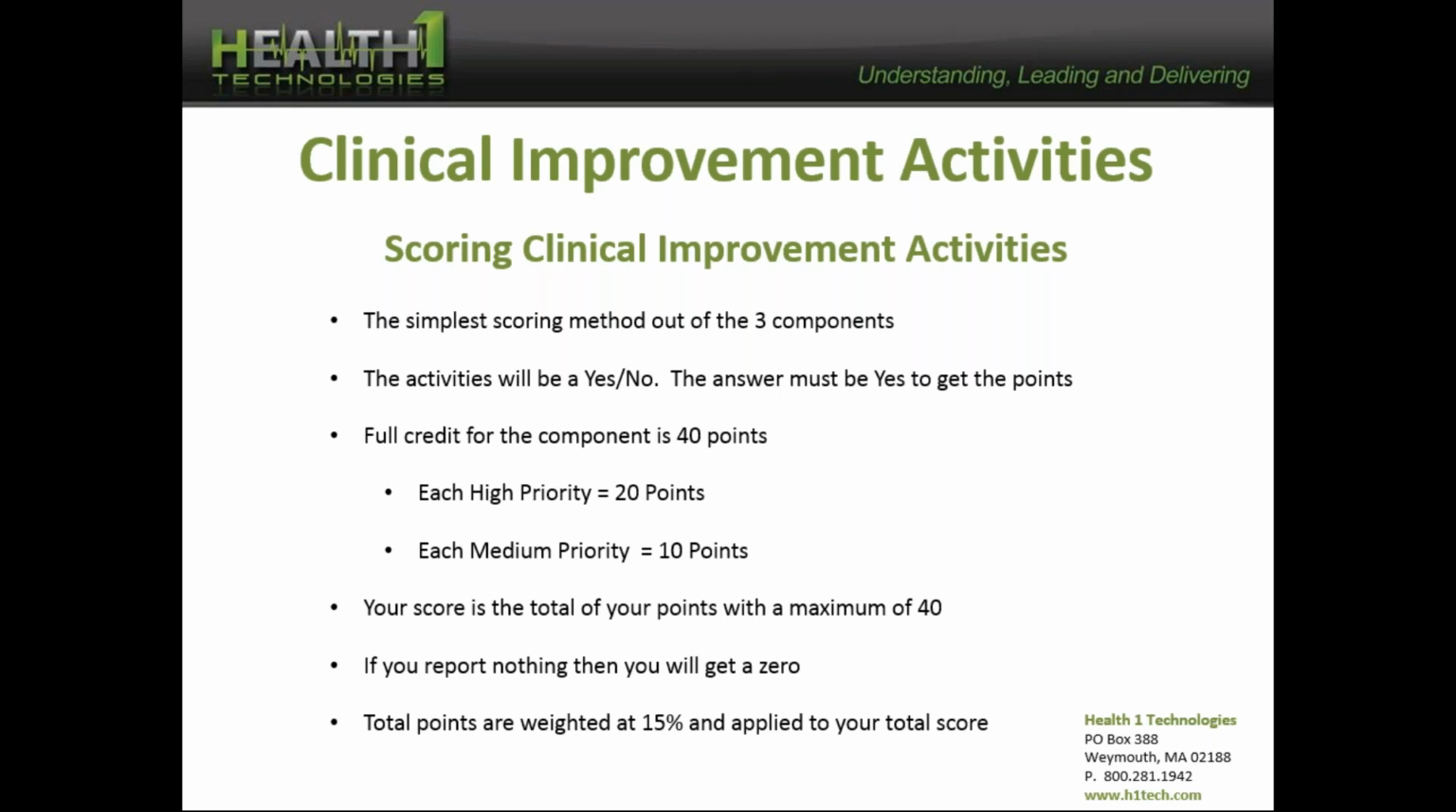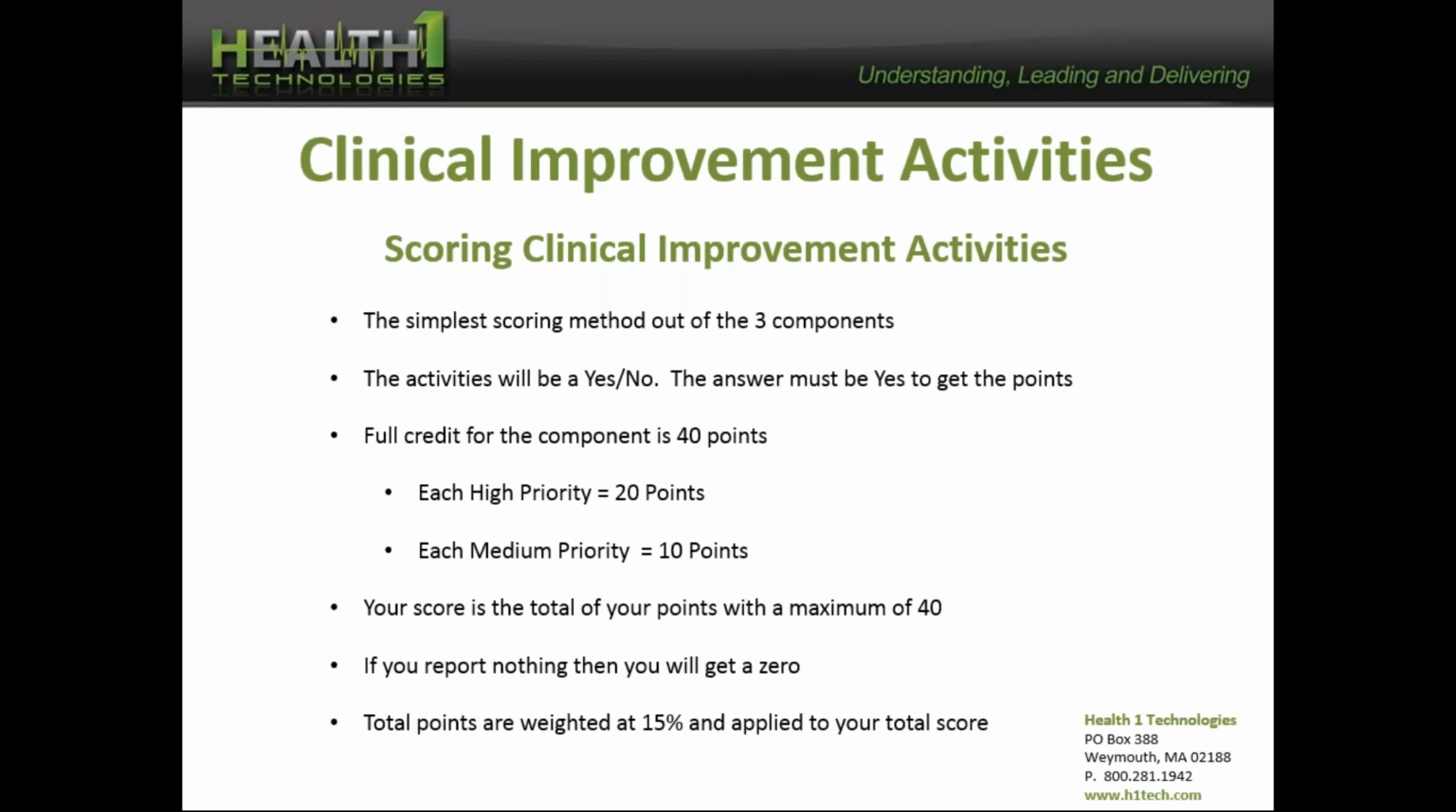When we're scoring the clinical improvement activities, I felt this was the simplest of the three components. Quality and ACI were a little complicated when it came to scoring. I think the improvement activities are pretty straightforward. Each activity, you're basically going to say, yes, I did it, or no, I did not, whenever you're doing the reporting. One thing I wanted to point out, the yes does have to be done for the entire reporting period that you're doing. So if you're doing something for 90 days, then the assumption is that you're completing this activity for that entire time period.